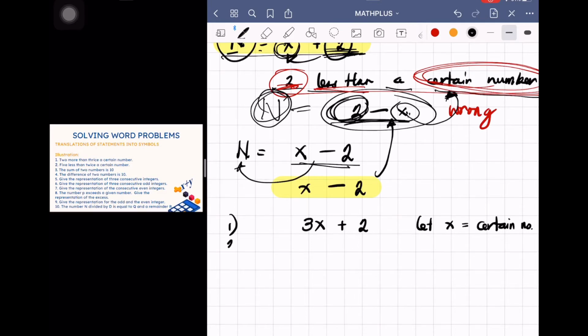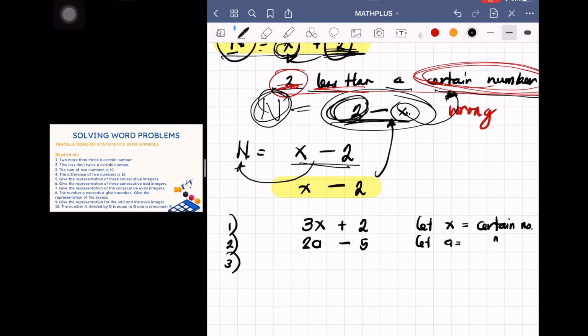Okay? Number 2, 5 less than twice a certain number. So, I'm going to write that as 5 less than. I'm writing it before 5. So, 5 less than twice a certain number. Twice means 2 times. So, 2 times a certain number. So, let's say a, which means I'm going to let a be equivalent to the certain number being mentioned. Okay? Number 3, the sum of 2 numbers is 10.